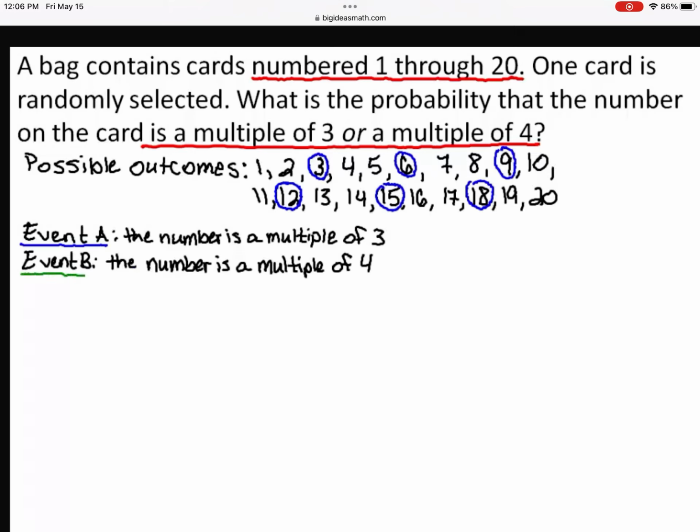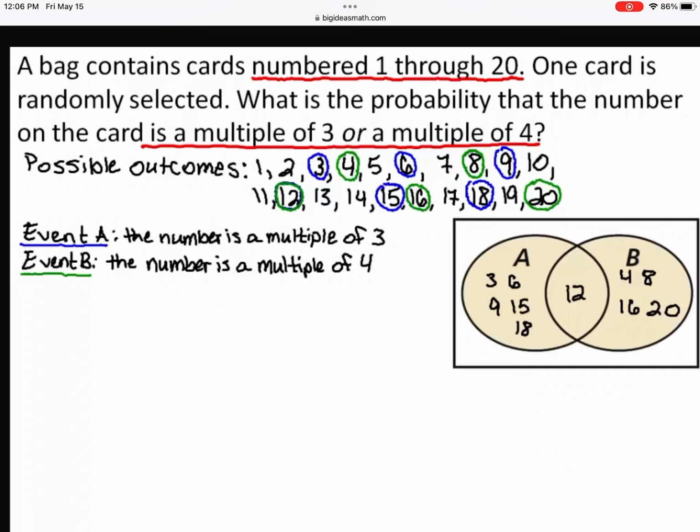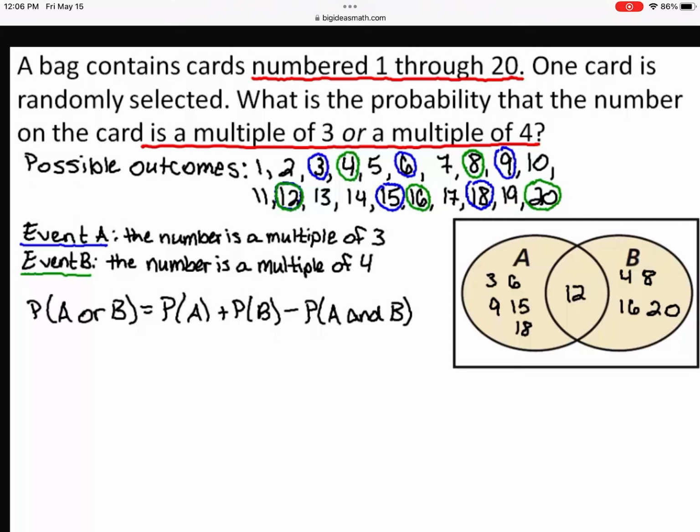Let event B be the number is a multiple of 4. Out of the 20 possible outcomes, the ways that event B can occur are if the number is 4, 8, 12, 16, or 20. From the diagram, A has 6 outcomes and B has 5 outcomes. Of these, one outcome is common to A and B. So the probability of event A occurring or event B occurring equals the probability of event A occurring plus the probability of event B occurring minus the probability of events A and B occurring.